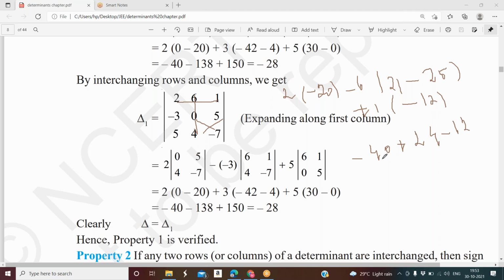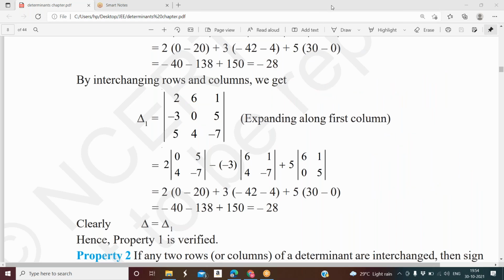This is minus 12. So what are you getting? Minus 52. Minus 52 plus 24. So 12 minus 4, 8. 4 minus 2, minus 20. So here the property is verified. If we interchange rows and columns, then the value of the determinant will not be changed. It will remain the same. That is the first property.